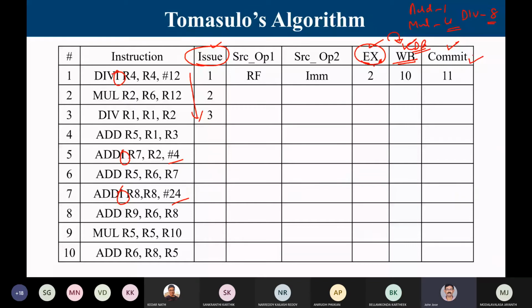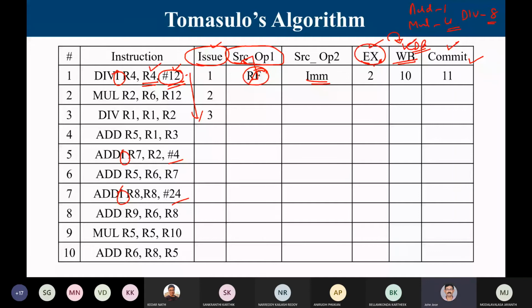Now the instructions may have source operands. So here R4 is one of the operands, 12 is the immediate operand. So I have to write from where I am supposed to read the source value. Here RF indicates I should get the value of R4 from the register file, and IM indicates the second operand is immediately available as part of the instruction. Similarly, for each instruction I am supposed to fill this in.